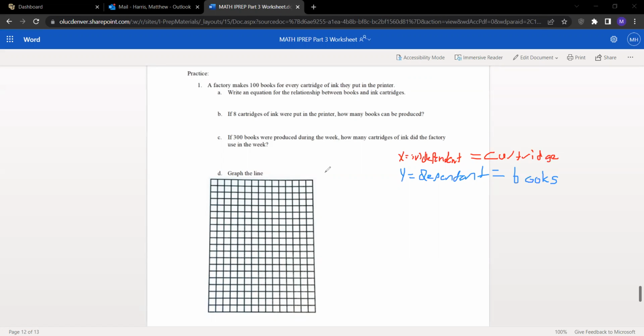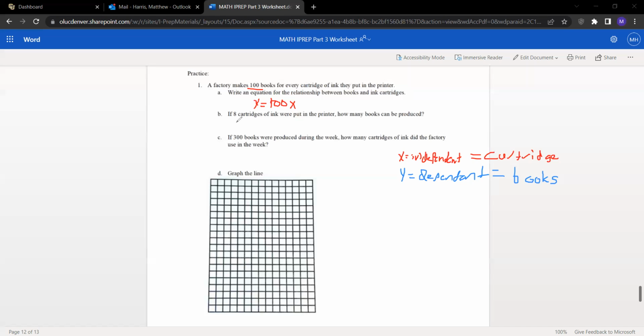So when we write this out, we have our equation. We have y is equal, and then how many books do we get per cartridge? 100x. And do we start out with any books? I don't think so. So we don't have a y-intercept. If we don't have any ink, we have no books. Right? So if x is 0, y is also 0. So y equals 100x. That is our equation.